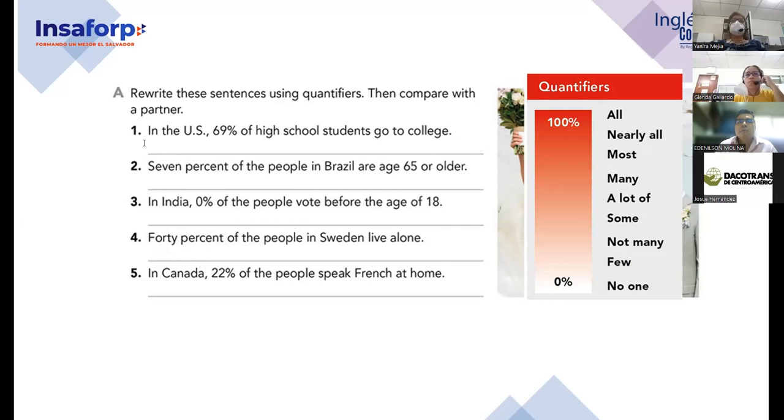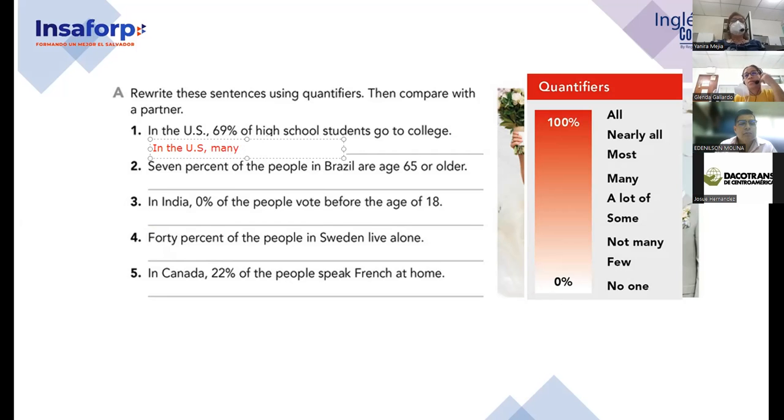In the US, 69% of high school students go to college. Express the same idea by using quantifiers. Para mí es many. Ok, veamos. ¿Cómo lo escribo? In the US. Reemplacemos 69 por un quantifier. In the US, many.